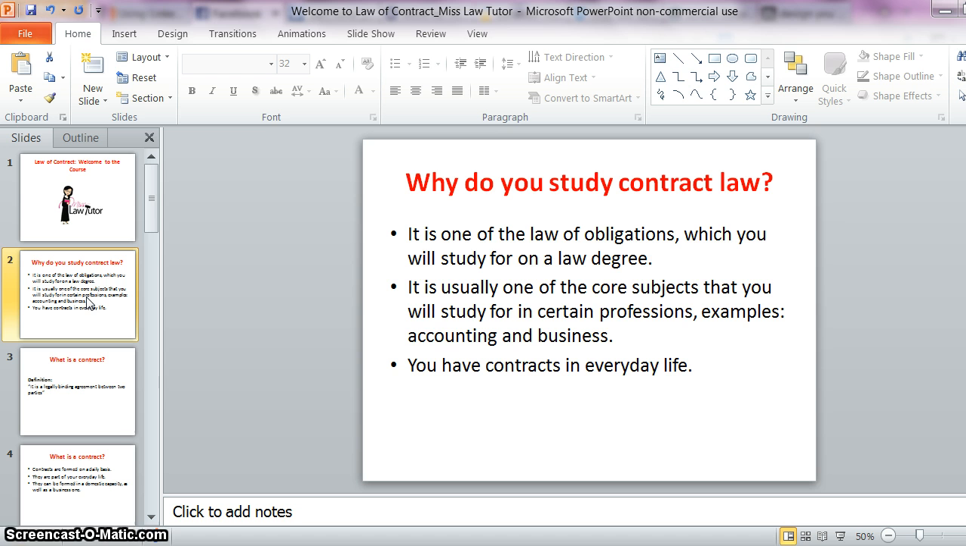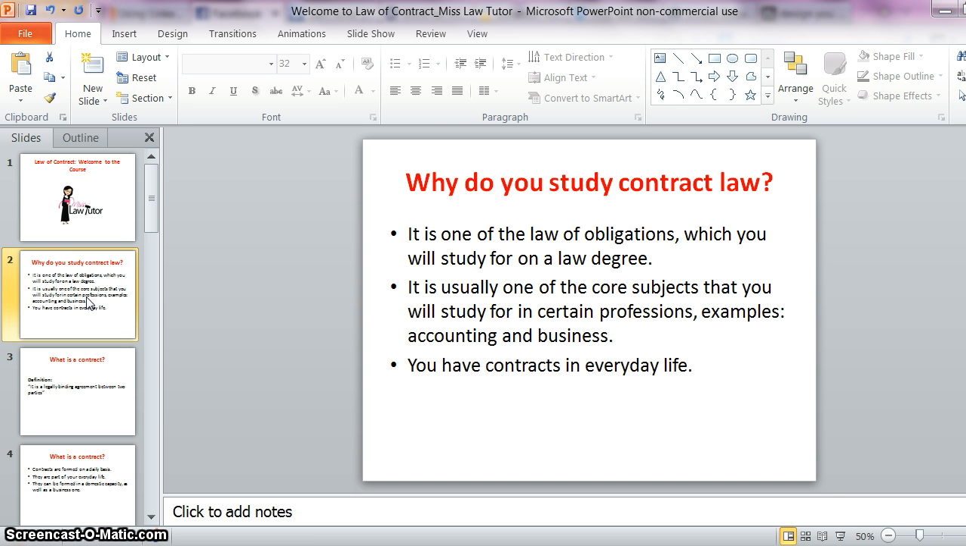So why do you study contract law? For some of you who may have decided to sign up to this course, you might be an undergraduate student studying law at university. And for a lot of law degrees, especially qualifying law degrees, you have to study law of obligations, and law of contract happens to be one of them.